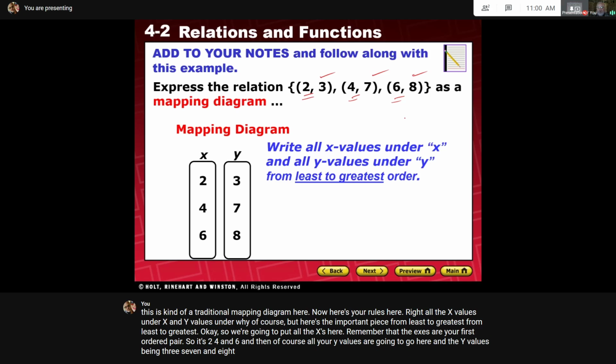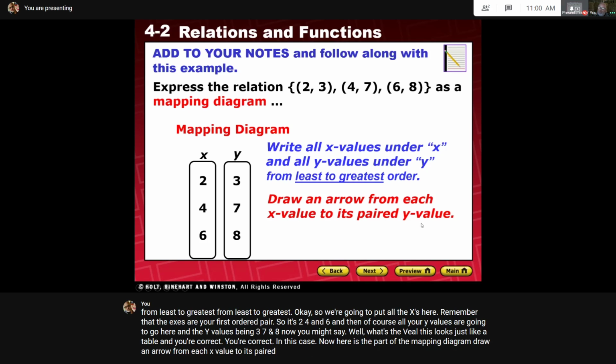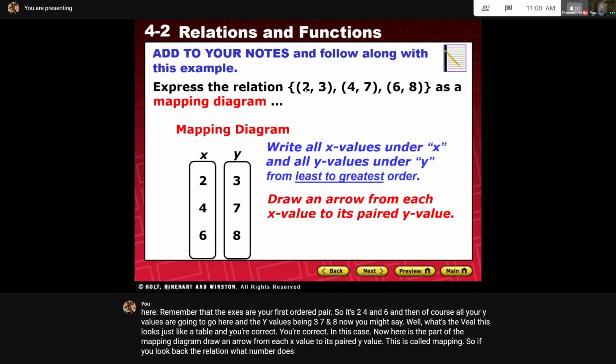Now, you might say, well, what's the big deal? This looks just like a table. And you're correct. In this case, you're correct. Now, here is the part of the mapping diagram. Draw an arrow from each x value to its paired y value. This is called mapping. So if you look back at the relation, what number does 2 map to? 2 maps to 3. So we draw an arrow from 2 to 3.